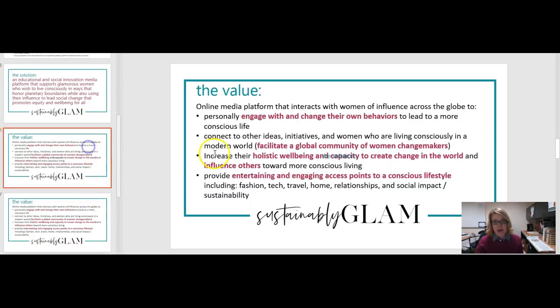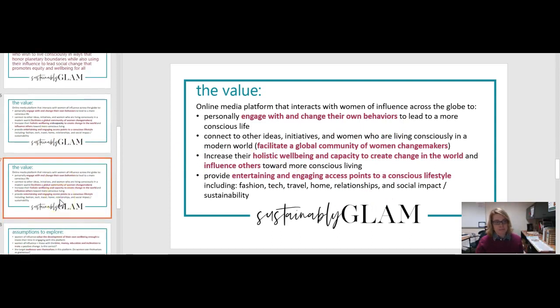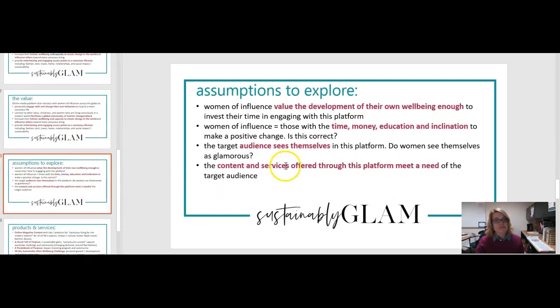I go on to talk about some of the value of that, engagement with and ability to change one's own behaviors, holistic well-being, and the capacity to create change in the world and influence others, and on. I go on about some other values here. Looks like I have two of the same slides, right?